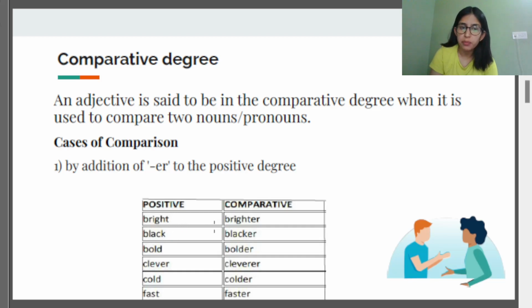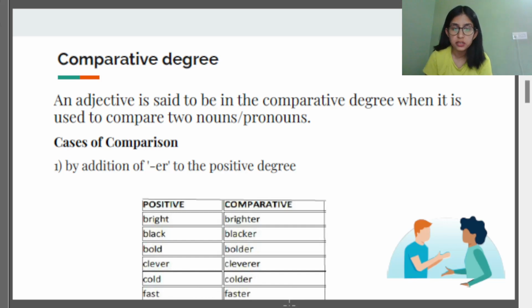So bright will become brighter. This phone is brighter than the other one, than the phone that you are holding. So it will be a comparison between this phone and the phone that you are holding, right? This is why we are using the word brighter, for the comparison. And black, blacker. Then we can also say this black is blacker than the black that is of yours, that is also comparison. Bold, bolder; clever, cleverer; cold, colder; fast, faster.